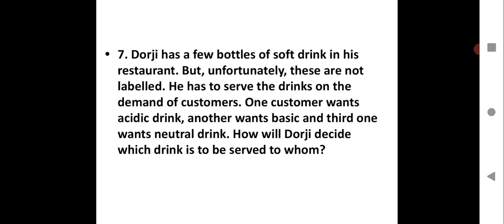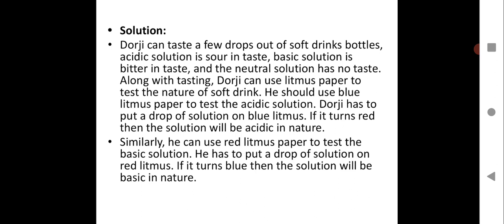Dorji has a few bottles of soft drinks in his restaurant, but unfortunately these are not labeled. He has to serve the drinks on the demand of customers. One customer wants an acidic drink, another one a basic drink, and the third one wants a neutral drink. How will Dorji decide which drink is to be served to whom? Let us see how the knowledge of acidic, basic and neutral solutions will help. Dorji can taste a few drops out of the soft drink bottles. Acidic solution is sour in taste, basic solution is bitter in taste, and neutral solution has no taste.